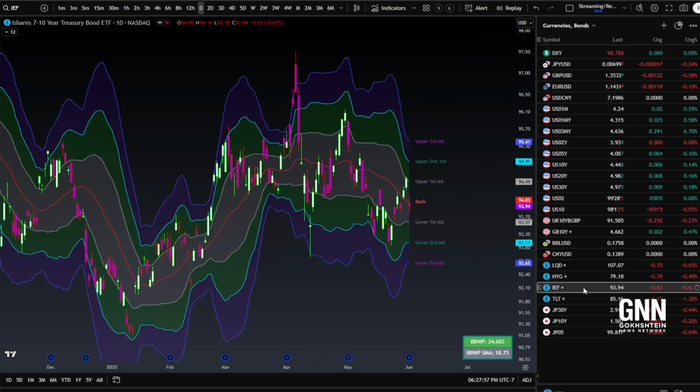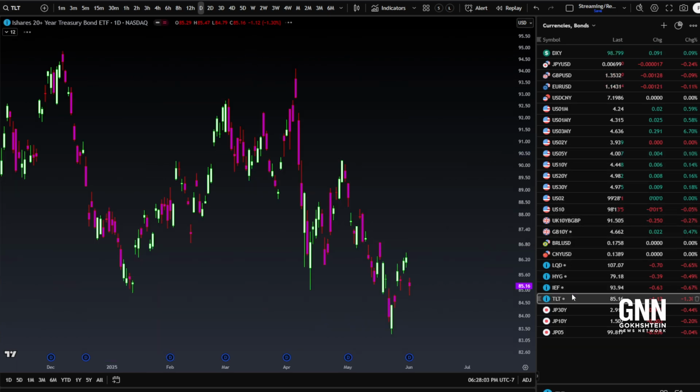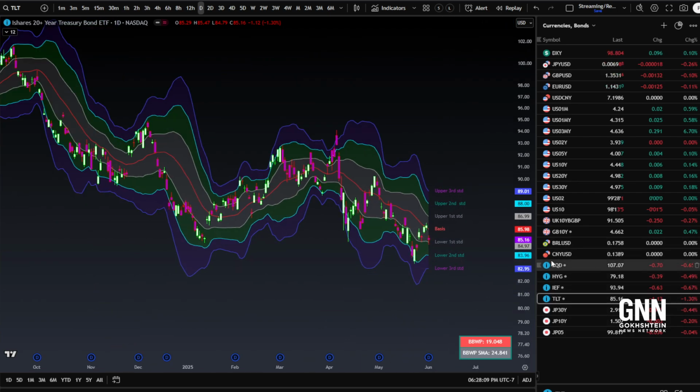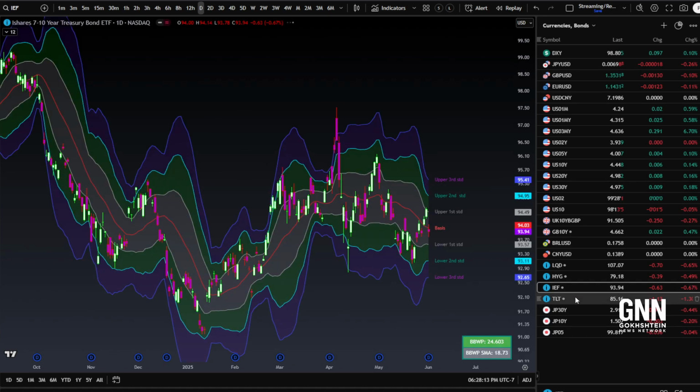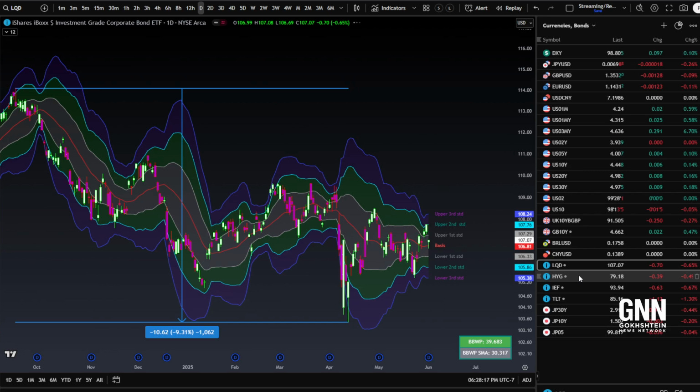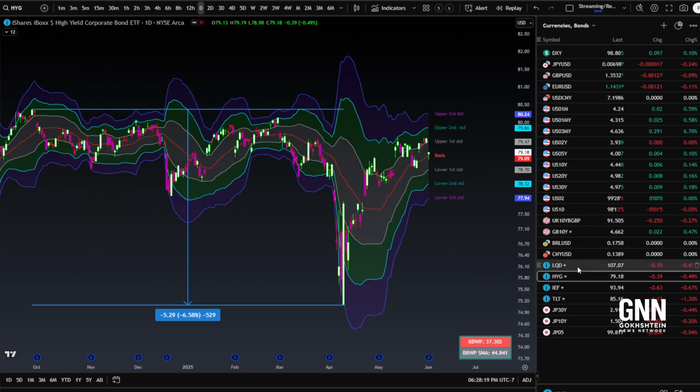And then we have IEF, which is 7 to 10 years, so it captures the 10 year in here, and TLT, which is the 20 year. There's others that you can add to this where there is some wrap products. It just gives me a quick view of the bond market for both treasuries here, the IEF and TLT, and then corporate bond markets with the LQD and the HYG here. So our investment grade and high yield bonds.